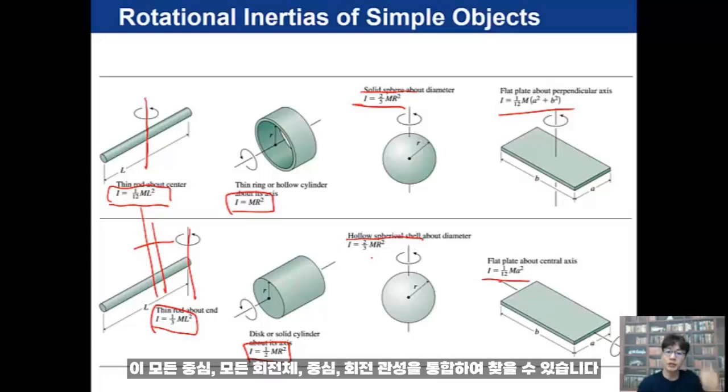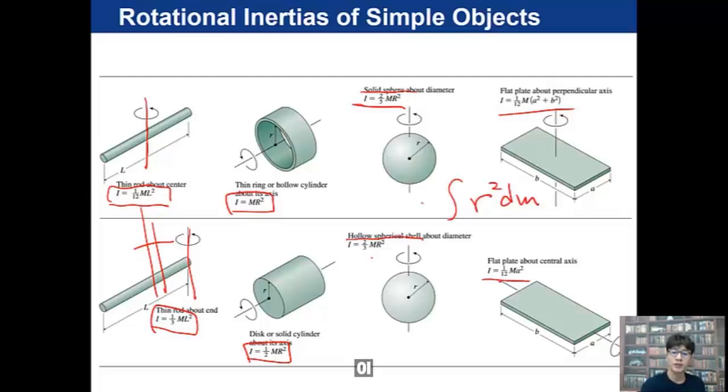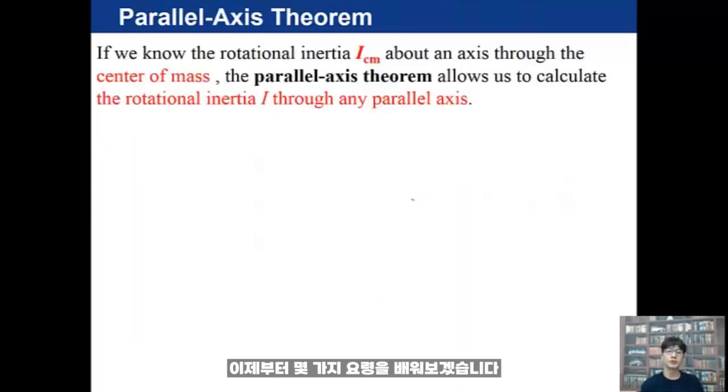You can find all these rotational bodies' rotational inertia by integrating this. From now on, we will learn some tricks to find rotational inertia of a rigid body without integrating. Very important, some useful theorems.